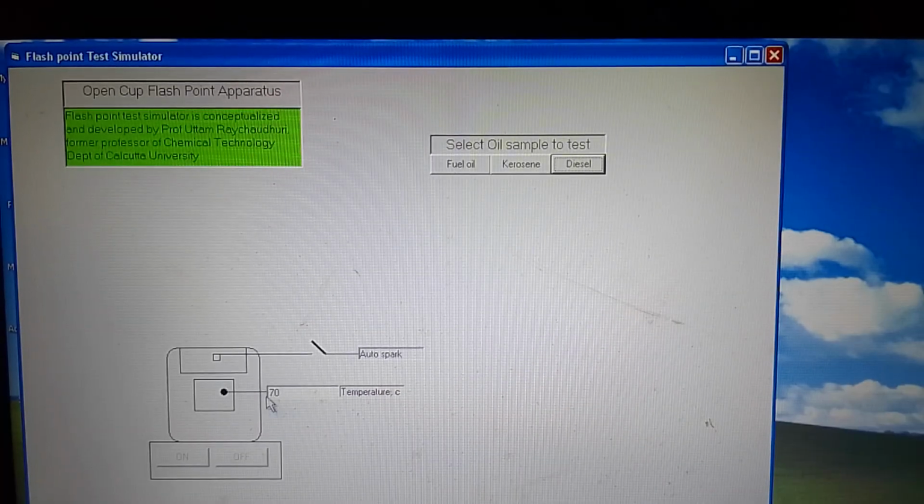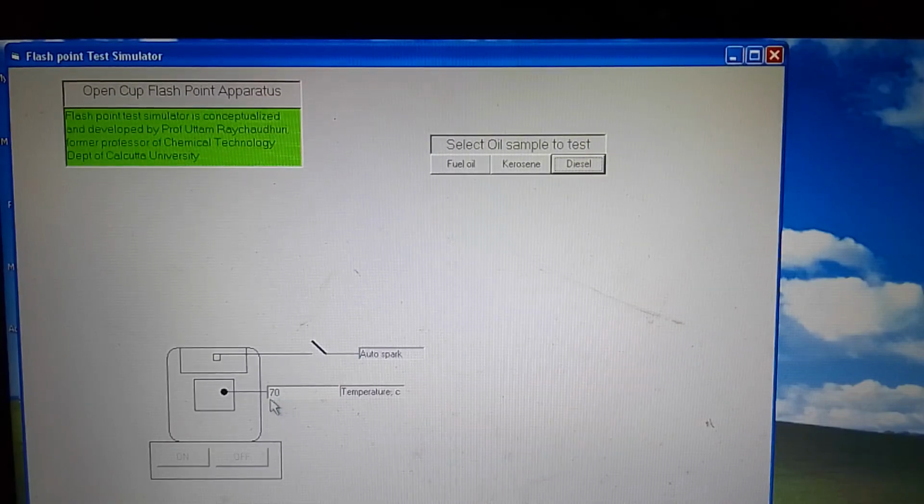So we measure the flash point and flame point or fire point by this temperature at which it is measured, for the first flash and for the continuous flame. Now we start with fuel oil. So take the sample fuel oil.